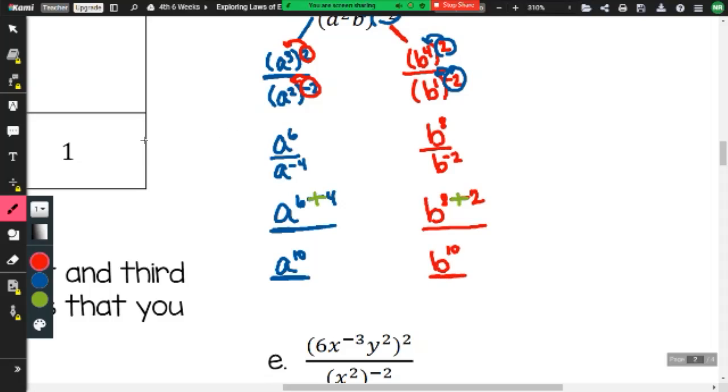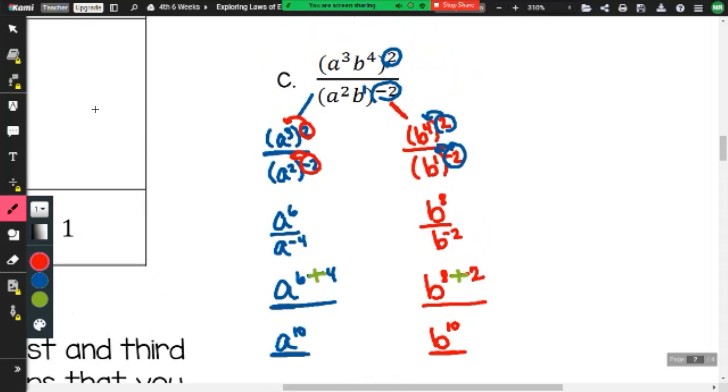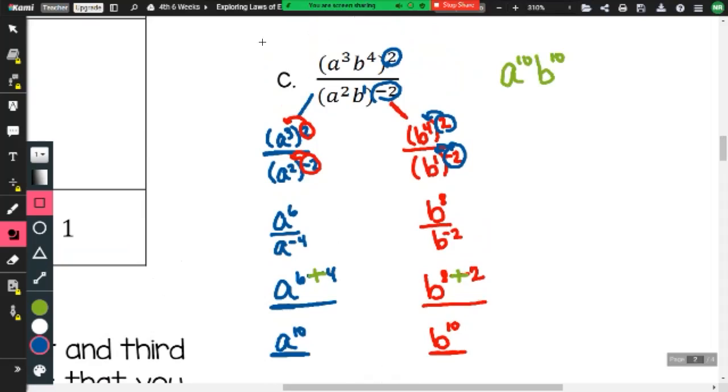10. Now notice A and B both ended up at the top, so it's no longer necessary to keep it as a fraction. And on my own personal notes, I ended up running out of room, so I'm going to put the answer over here. A to the power of 10 times B to the power of 10. Questions?